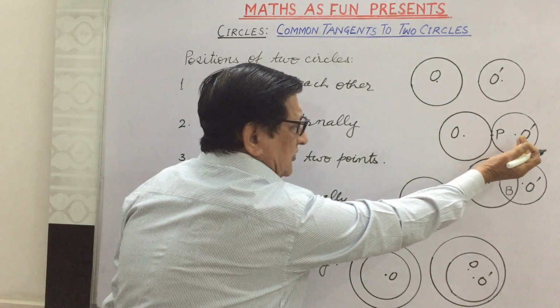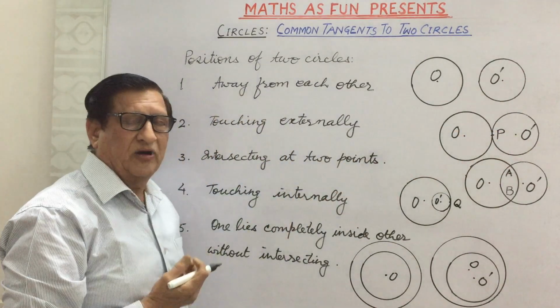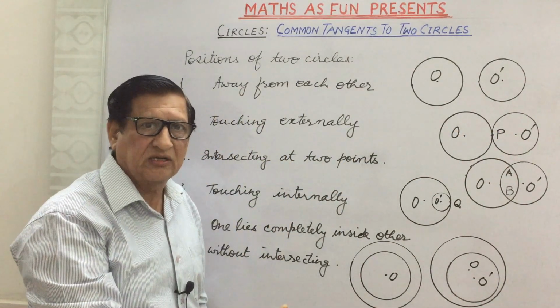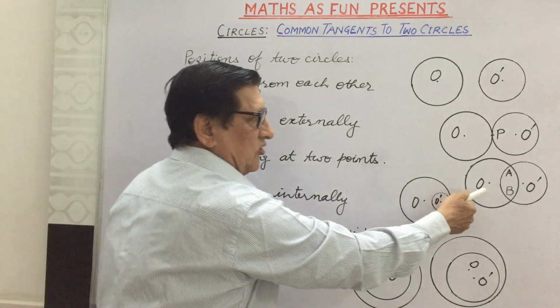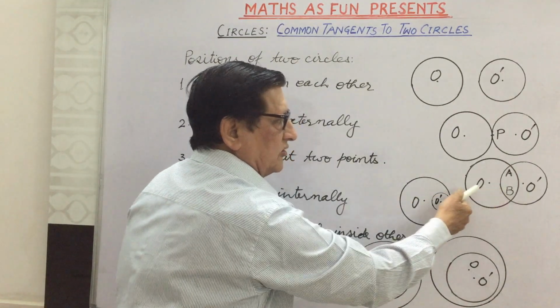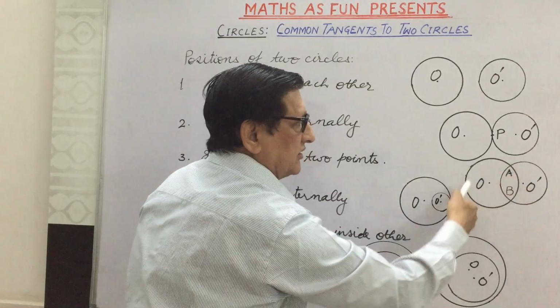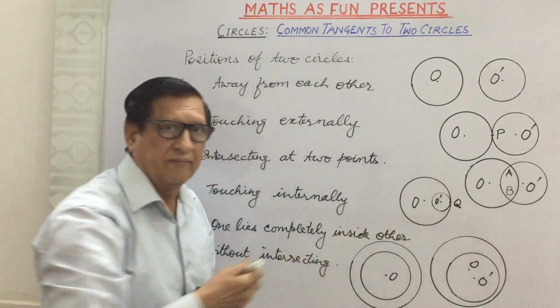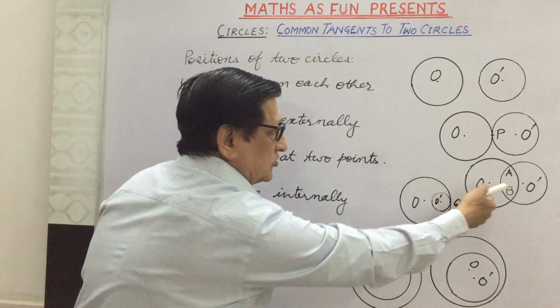Suppose we bring them some more near, what will happen? They will intersect each other at 2 points. Like here you find these two circles with center O and O dash, they are intersecting each other at A and B. This becomes the third position of two circles.